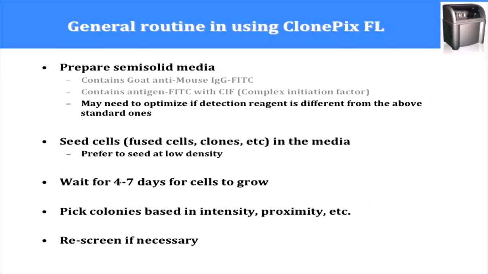After that, we prepare the semi-solid media. We seed cells. They're either few cells or parental clones, and we prefer to seed them at lower density just to prevent possible overgrowth and depleting of the nutrients. And then we wait 4 to 7 days for cells to grow. And normally, I would say after 5 days, they're definitely ready to be picked. They grow really well in there. And then we pick colonies based on different parameters like intensity and proximity, etc. And then we rescreen if necessary.